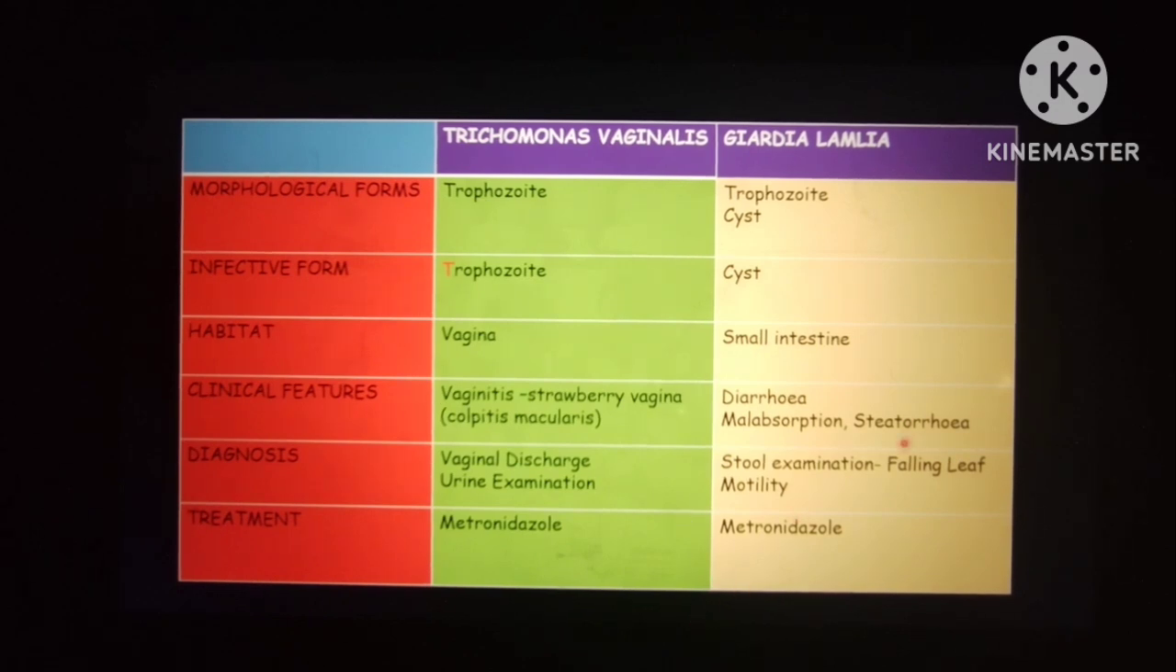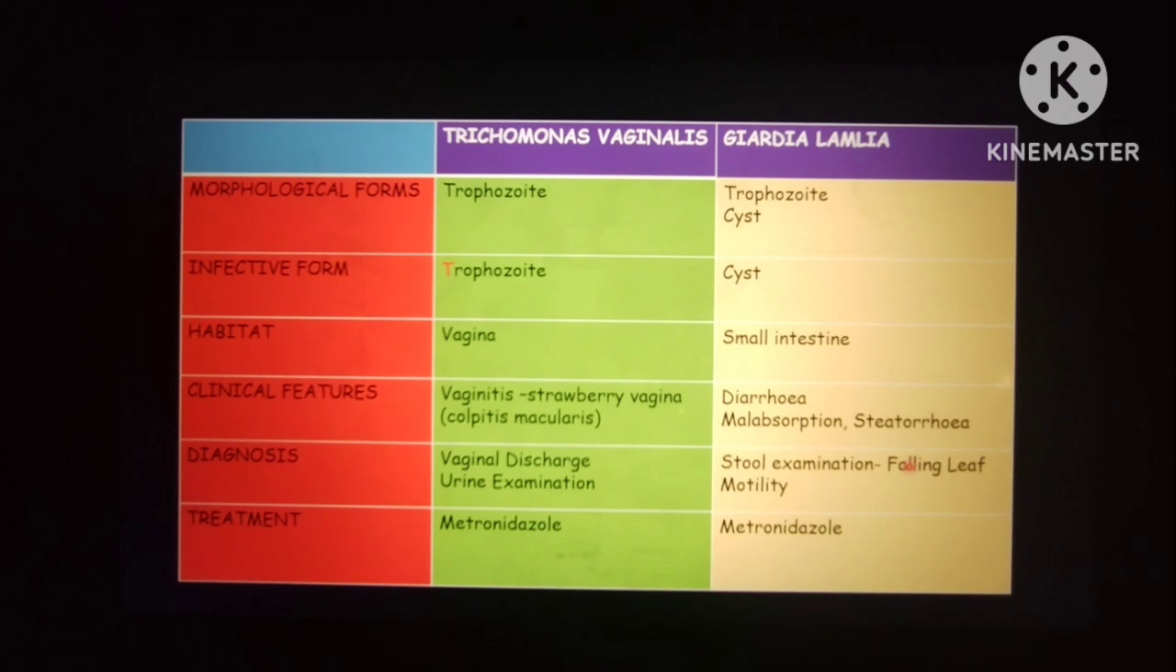Again, another point: it is usually associated with severe SCID, that is severe combined immunodeficiency. Sometimes if they have given that word, you can mark it as Giardia lamblia. And coming to the diagnosis for Trichomonas, since it is present in the vagina, you can do a wet mount for vaginal discharge and also the urine examination. And here there is a special motility, that is called falling leaf motility.